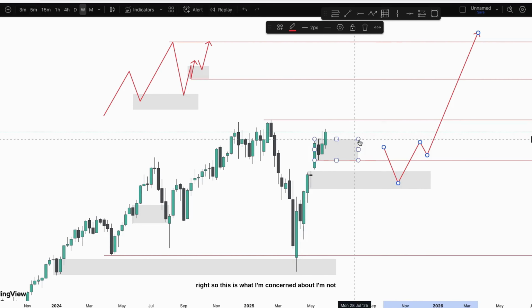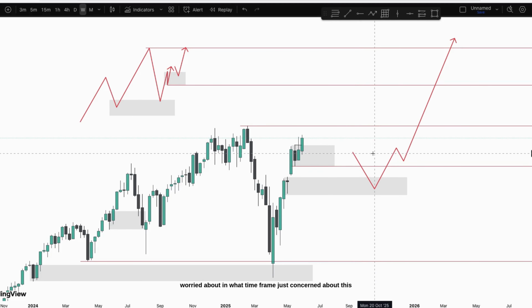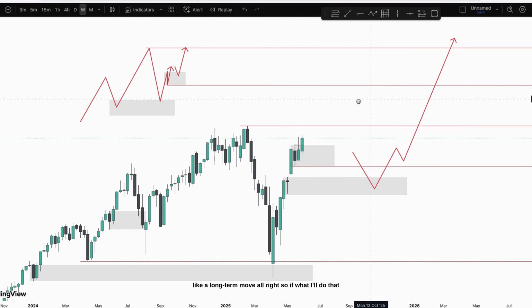All right, so this is what I'm concerned about. I'm not worried about lower time frame. Just concerned about this. I want to catch a nice move going to the upside, like a long-term move.